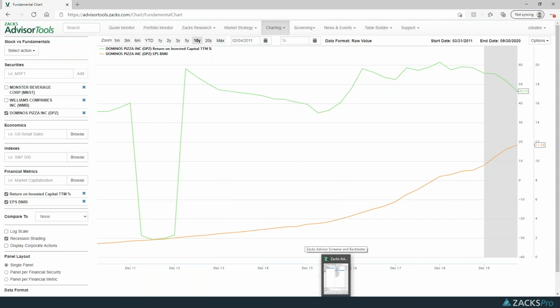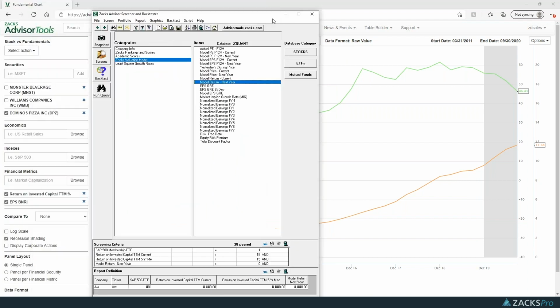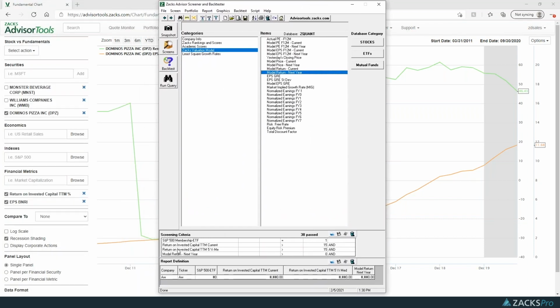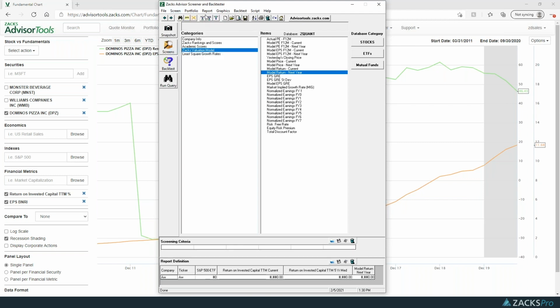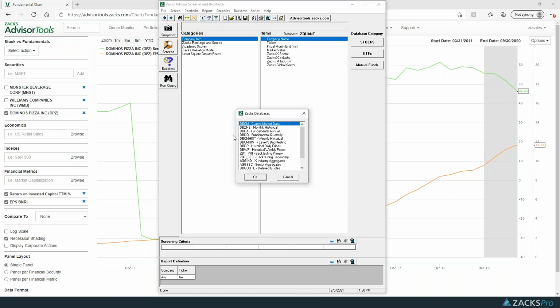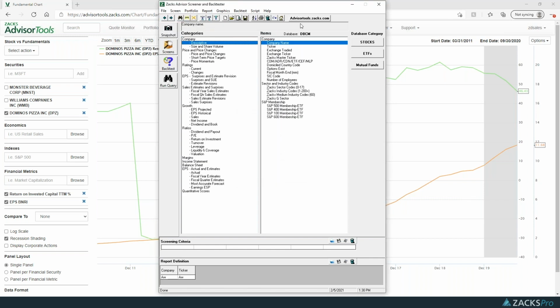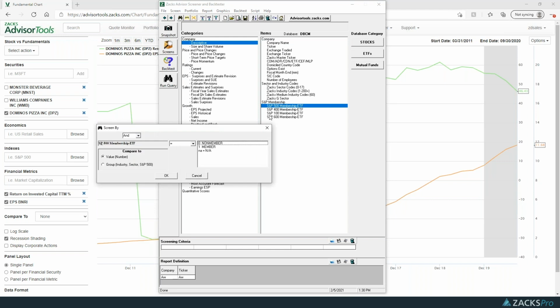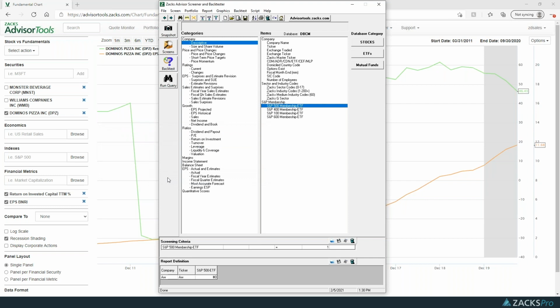So I'm just going to launch that here, and this is what it looks like. And here is the criteria that I have in here. I'm going to replicate this so that you can quickly see how to do it on your end. So I'm just going to clear everything here and go back to our default database. This is the first thing that you see when you launch the Advisor Screener. The first thing I'm going to do is set it so that we search within the S&P 500. So we're going to come over here, double click on S&P 500 and say equals member. Hit OK.